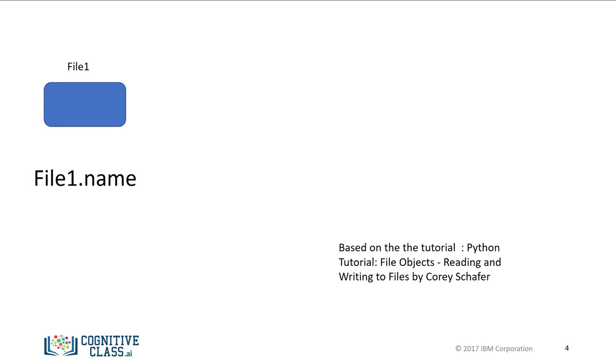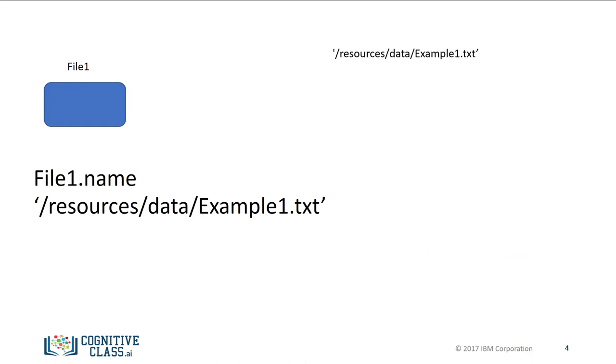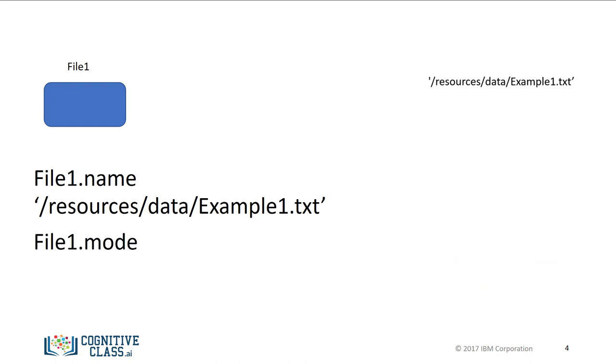We can now use the file object to obtain information about the file. We can use the data attribute name to get the name of the file. The result is a string that contains the name of the file. We can see what mode the object is in using the data attribute mode. An r is shown, representing read. You should always close the file object using the method close.